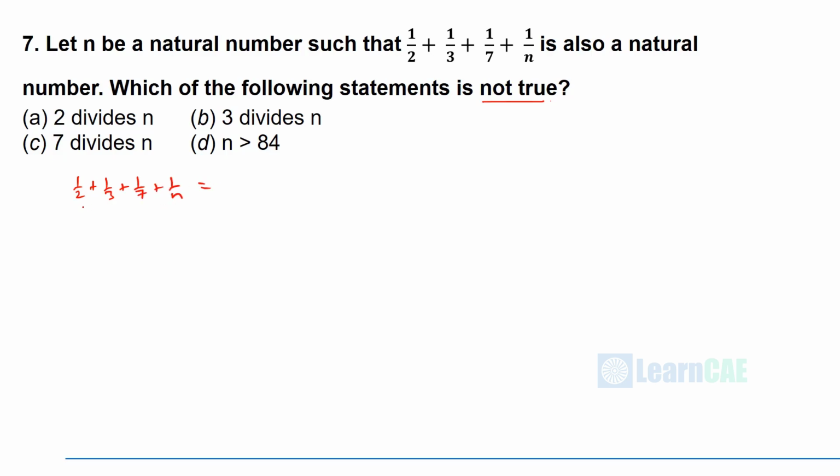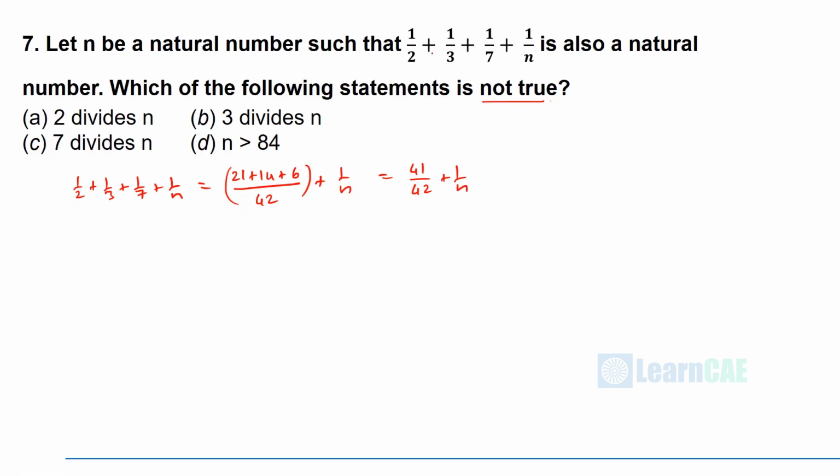Here we can write the first three terms together. So the denominators will have an LCM of 42. So the numerator will be 21 plus 14 plus 6, so the whole plus 1 by n. So this will be equal to 14 plus 6 is 20, 20 plus 21 is 41, 41 by 42 plus 1 by n.